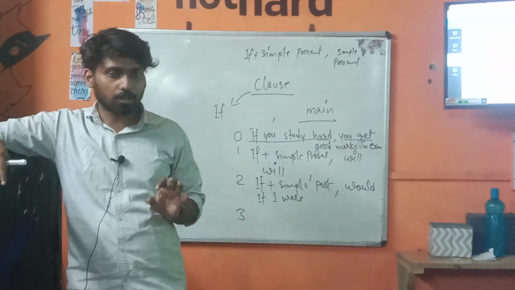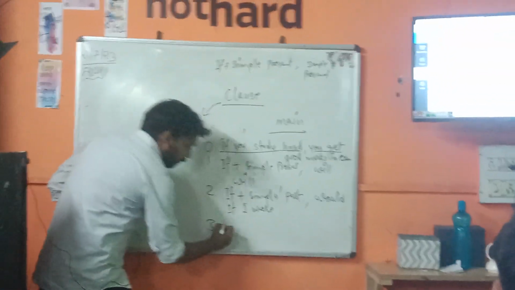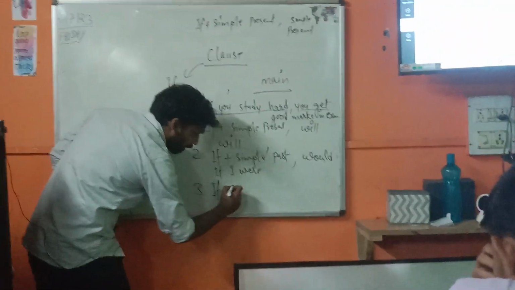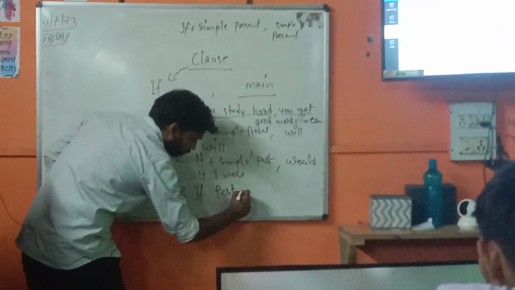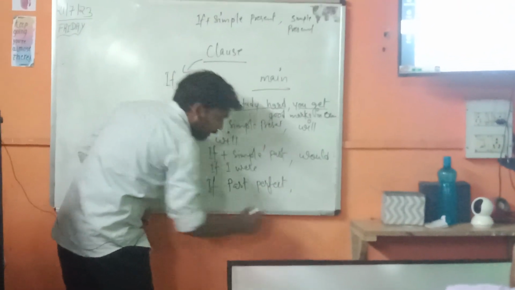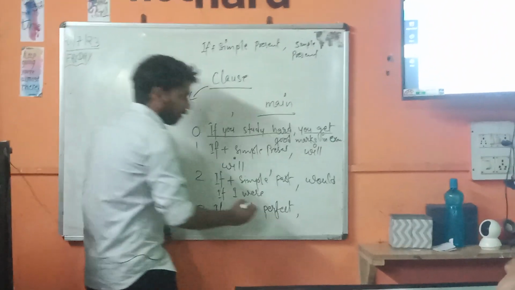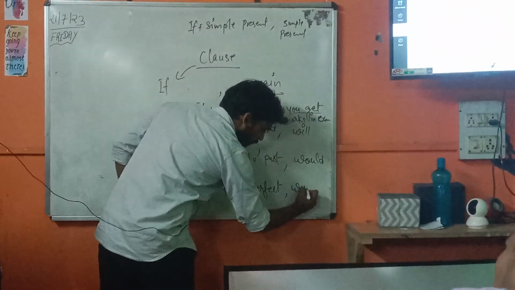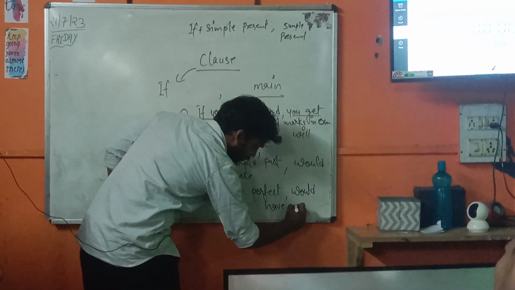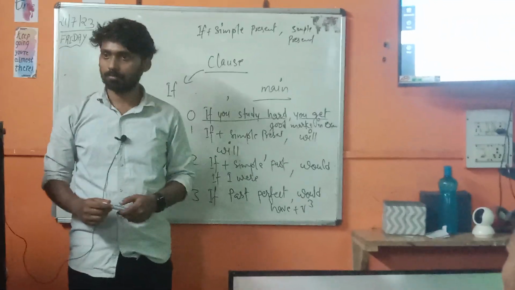Clear? So in third condition, in the if clause we use past perfect, and in the main clause we use would have plus third form of verb. Clear?